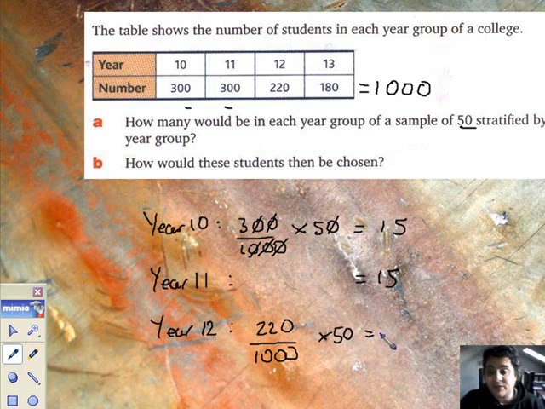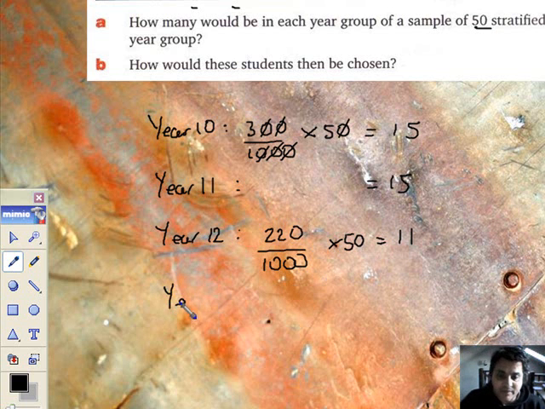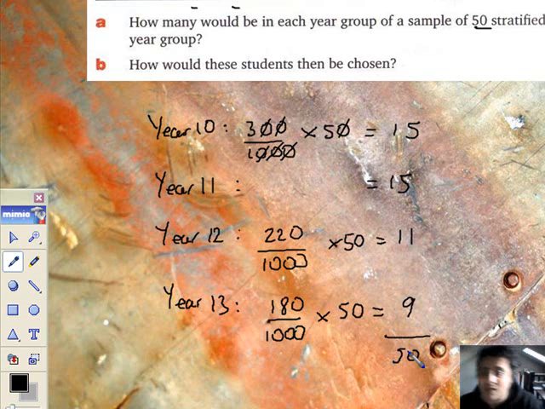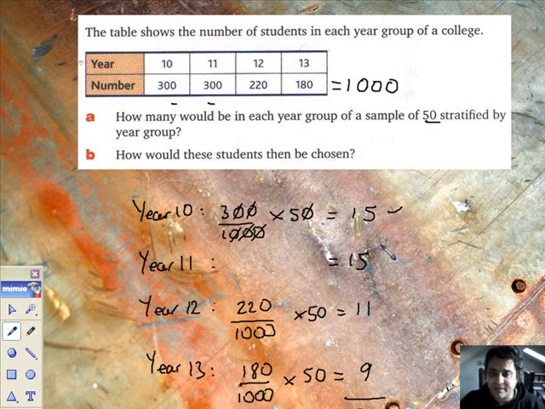I require just the 11 students from year 12, and finally from year 13 it's 180 over 1,000. It's that fraction of the 50 I need in my sample, and 180 divided by 1,000 multiplied by 50, I require 9 year 13s. Now, with a bit of luck, we got 30 plus 11, 41 plus 9 is 50. Yes, so I've calculated correctly. I've got my sample of 50, and please note it's different. I need 15 year 10s, 15 11s, I need 11 year 12s and 9 year 13s, and that's my stratified sample.